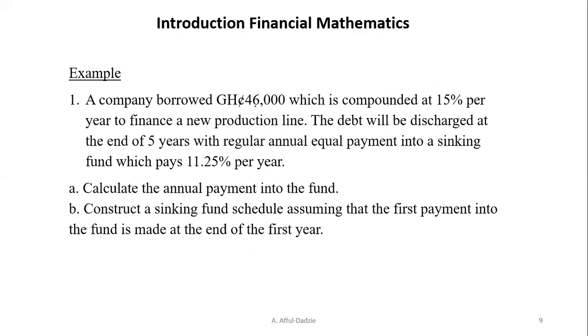Please, let's analyze this question carefully. Since a company has borrowed 46,000, which is compounded at 15% per year to finance a production line, it means that they have borrowed the 46,000 now. So if you have to prepare your sinking fund, we say that the sinking fund stores a certain amount in the future. What threw a lot of the students away was that they built their sinking fund against this 46,000. The sinking fund is towards a certain amount in the future.